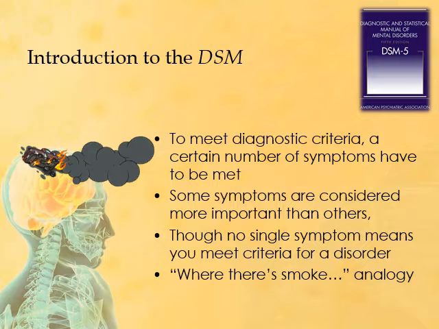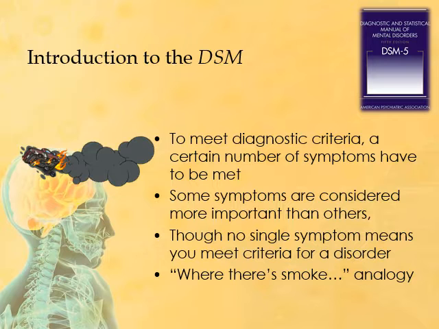To meet diagnostic criteria, a certain number of symptoms have to be met. I had mentioned the 5 out of 9 or what have you. It's important to remember that because typically we tend to focus our attention on some symptoms which are usually major markers of one of those disorders. For example, hallucinations with schizophrenia, or in bipolar disorder it might be, for example, grandiose or expansive mood.